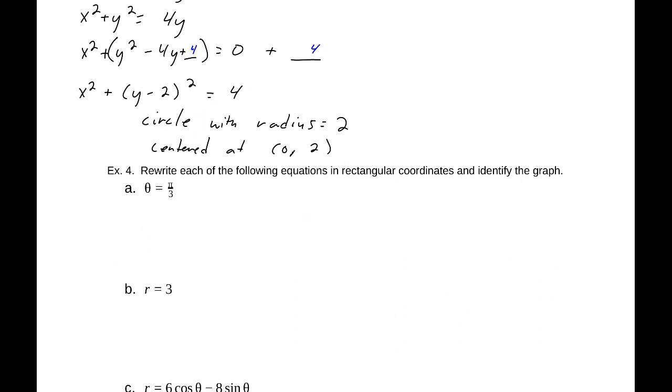Alright, so we're going to still use those same identities. X equals r cosine theta, y equals r sine theta, r squared equals x squared plus y squared. Alright, so theta equals pi thirds. That graph is regardless of the radius value. The angle is pi over 3. So we actually get something that is a line. This line is going to be y equals tangent of pi over 3 times x. The slope is going to be the tangent of that angle. So that is y equals square root of 3 x.